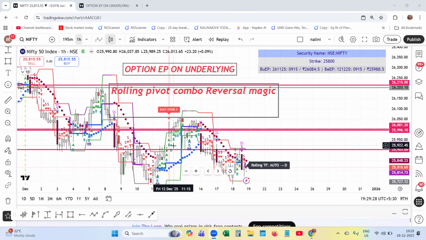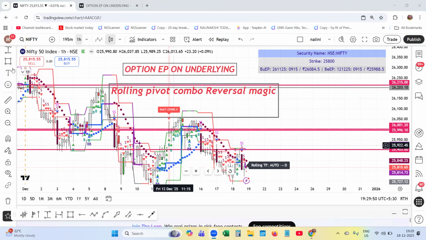So listen carefully. This is the heart of the strategy. I never trade using only one tool. Rolling pivot gives direction. Option EP gives strength and acceptance. So now I'm going to explain the strategy in detail.